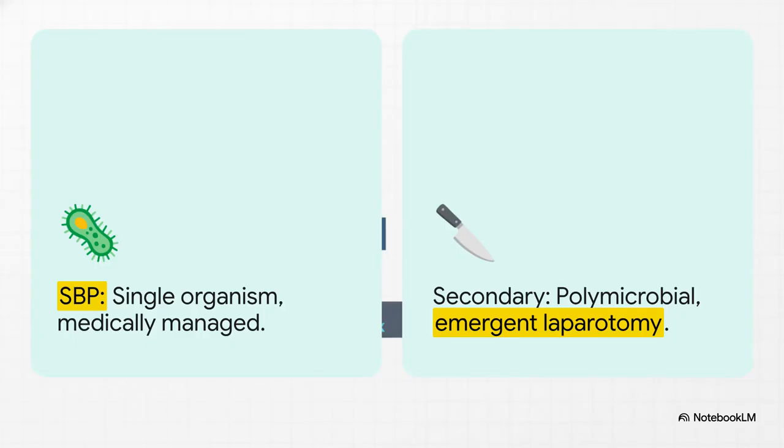Now, let's contrast monomicrobial SBP against secondary peritonitis. This is a massive clinical trap. SBP is typically driven by a single organism, usually E. coli, right? Secondary peritonitis, on the other hand, often from something like a perforated viscus, features multiple organisms on the gram stain and a total ascitic protein over 1 gram per deciliter. Recognizing that difference is literally life-saving because secondary peritonitis strictly mandates an emergent laparotomy. Antibiotics alone just won't cut it.